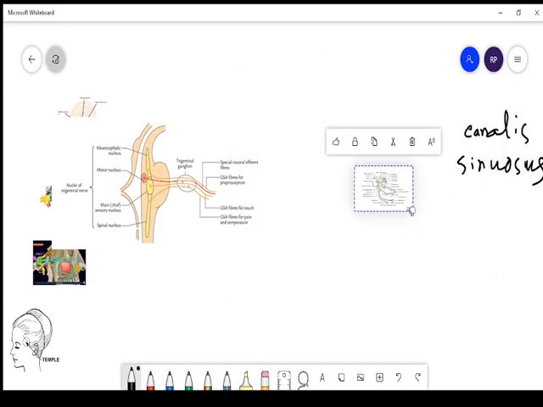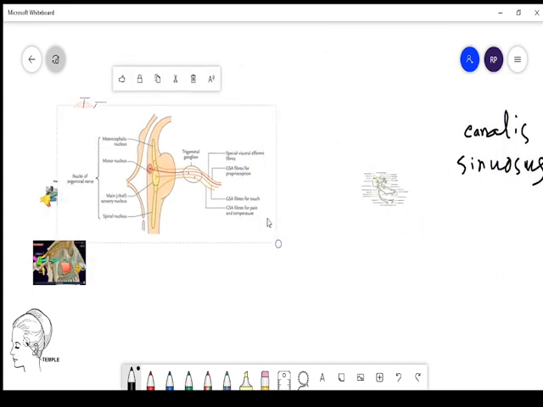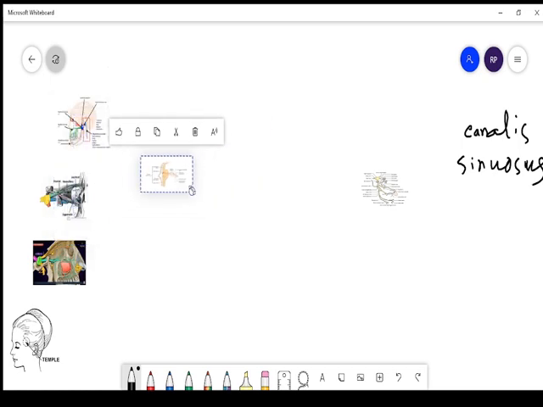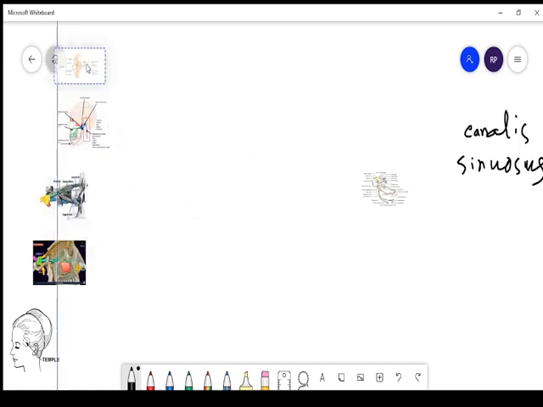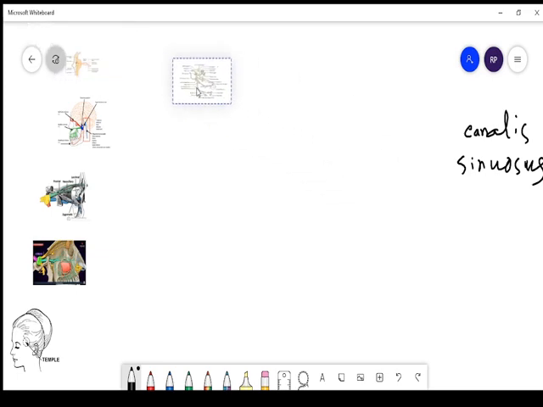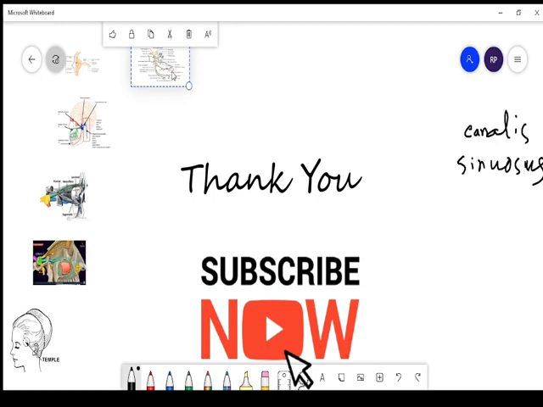So today I have explained the trigeminal nerve, that is the fifth cranial nerve, and the divisions of the trigeminal nerve are ophthalmic division V1, then maxillary division V2, and the mandibular division V3. And I have explained the origin, pathways, distributions, all things I have completed.